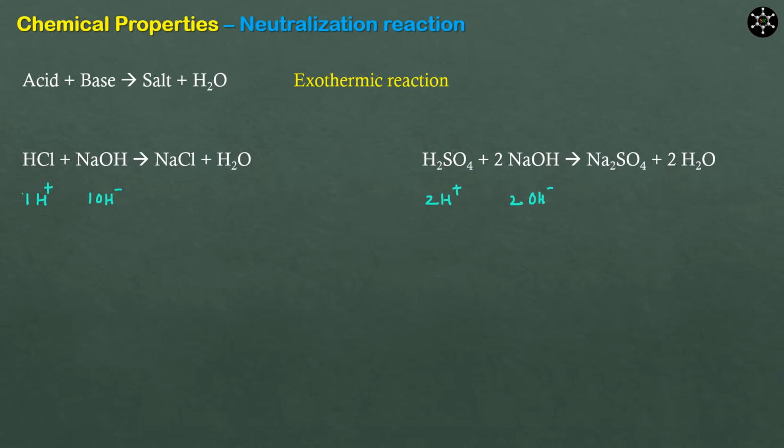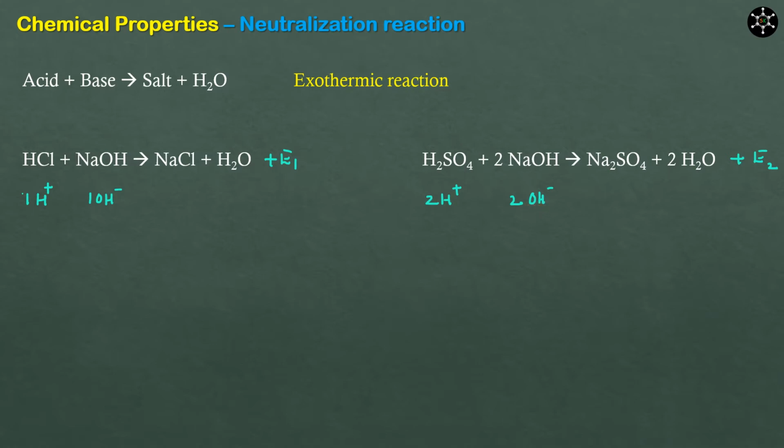Let us consider the energy released with the HCl reaction as E1. And let the energy released with the sulfuric acid reaction be E2. With the HCl reaction, 1 mole of H+ is reacting with 1 mole of OH-. Here, 2 moles of H+ are reacting with 2 moles of OH-.